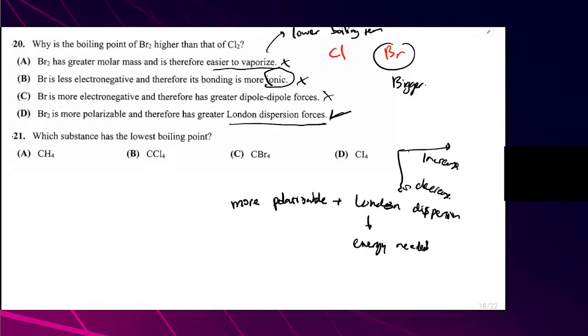However, if we don't know how to get the correct answer, we can eliminate the options one by one. By eliminating options, we can get the correct answer without knowing that more polarizable means much more London dispersion, creating temporary dipole moments, and therefore it takes more energy, right?